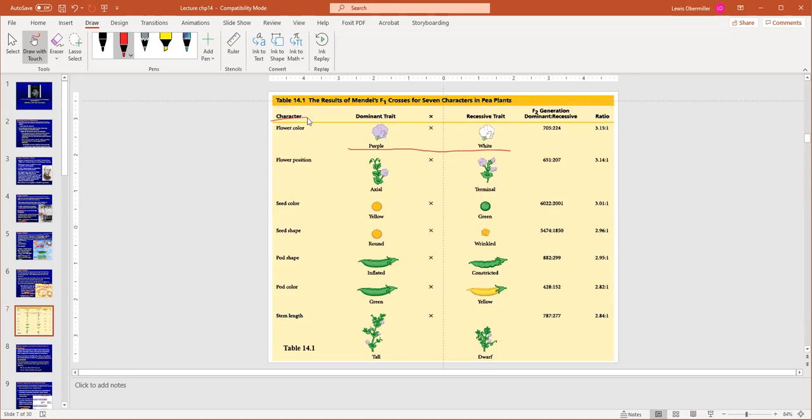So there are other traits that these pea plants have. The flower color one is the one we focused on, right? It's pretty close to a 3-to-1 ratio. It's not exact. And the reason is, think about it this way. Let's say that you flip the coin 100 times. What would you expect it to come up heads? How many out of the 100?